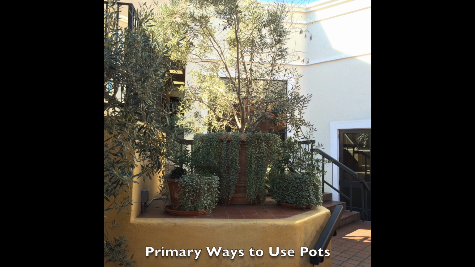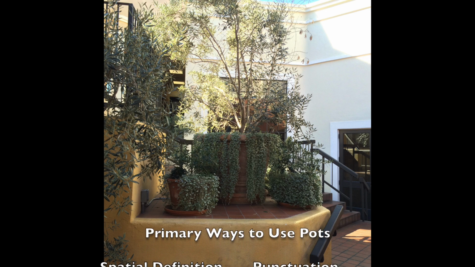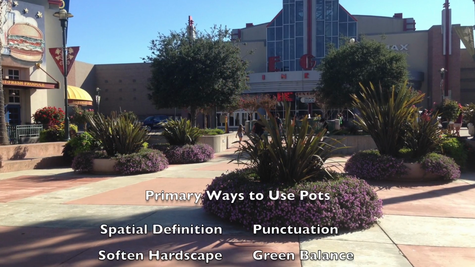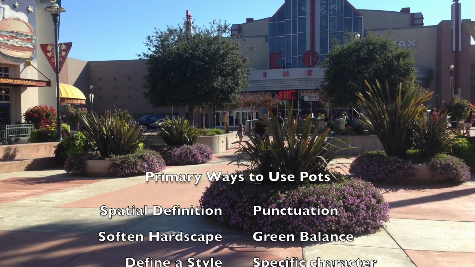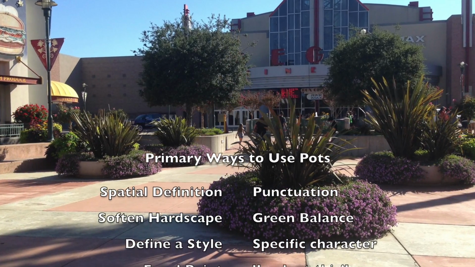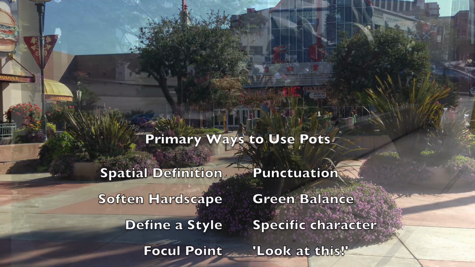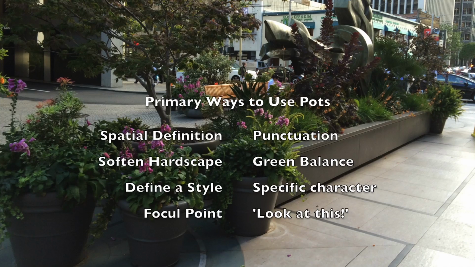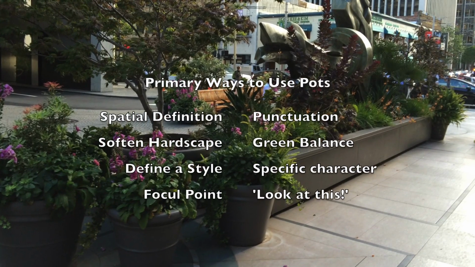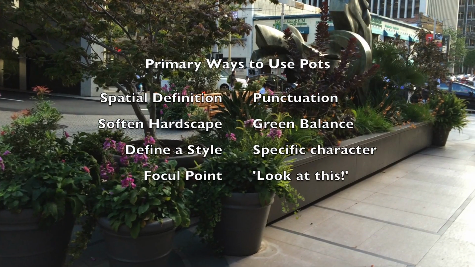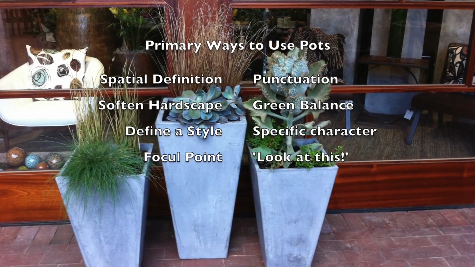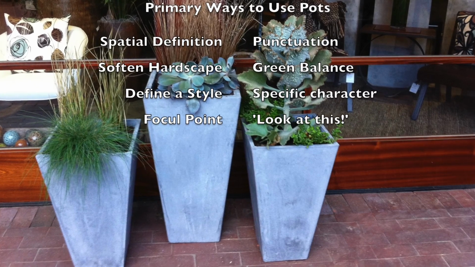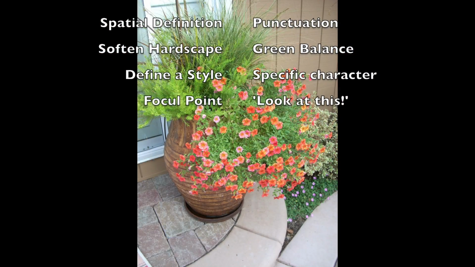Welcome. This video is going to cover some of the primary ways to use pots in landscape design. I've broken it down into four main sections, and I'll also explore just looking at lots of pots. But those four sections are using pots for spatial definition and/or punctuation, to soften hardscape, what I call green balance, and also add color. And to define a style. Here you can see a very specific character or style.